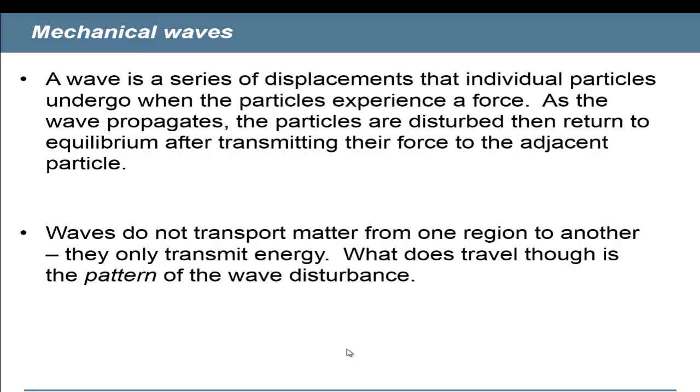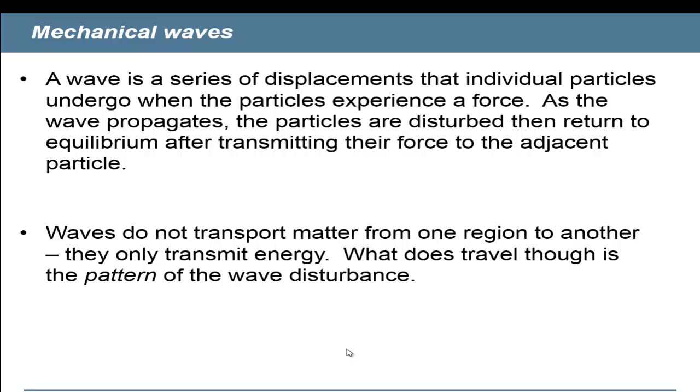So an important takeaway from that is that waves don't transport matter from one region to another. They only transmit energy. Okay, so they're not actually moving anything. If I have a wave start on one side of a lake, that doesn't mean that all the water on that side of the lake is moving to the other side. Actually, none of it is, right?